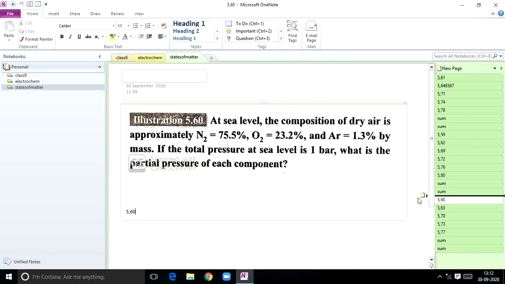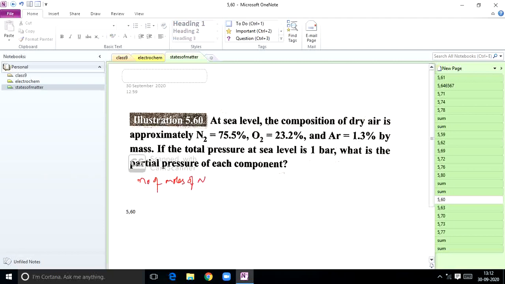Come on, quick. At sea level, the composition of dry air is approximately nitrogen 75.5%, oxygen 23.2%, argon 1.3% by mass. If the total pressure at sea level is 1 bar, what is the partial pressure of each component? So here first we will calculate the number of moles of each component. First of all, the number of moles of nitrogen, right?